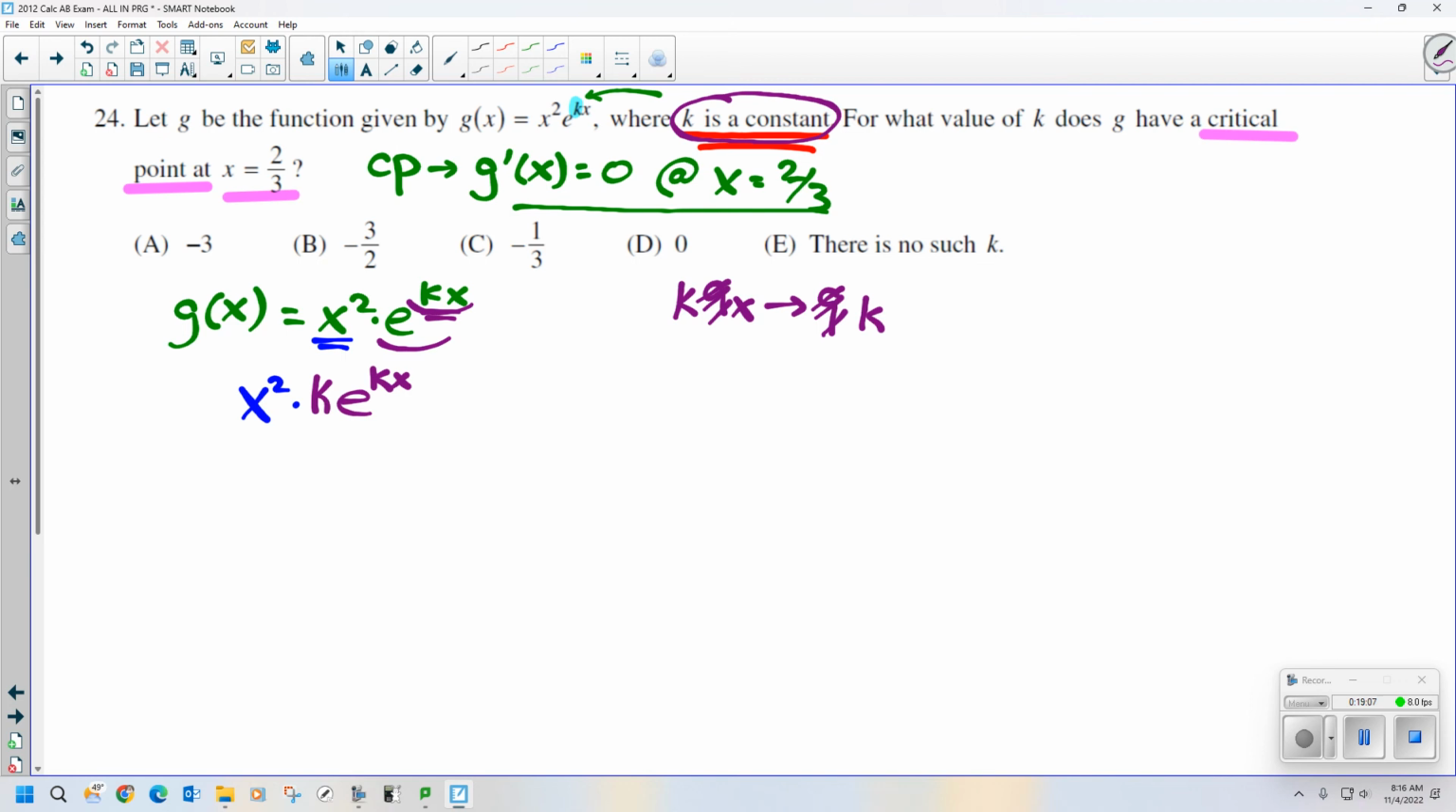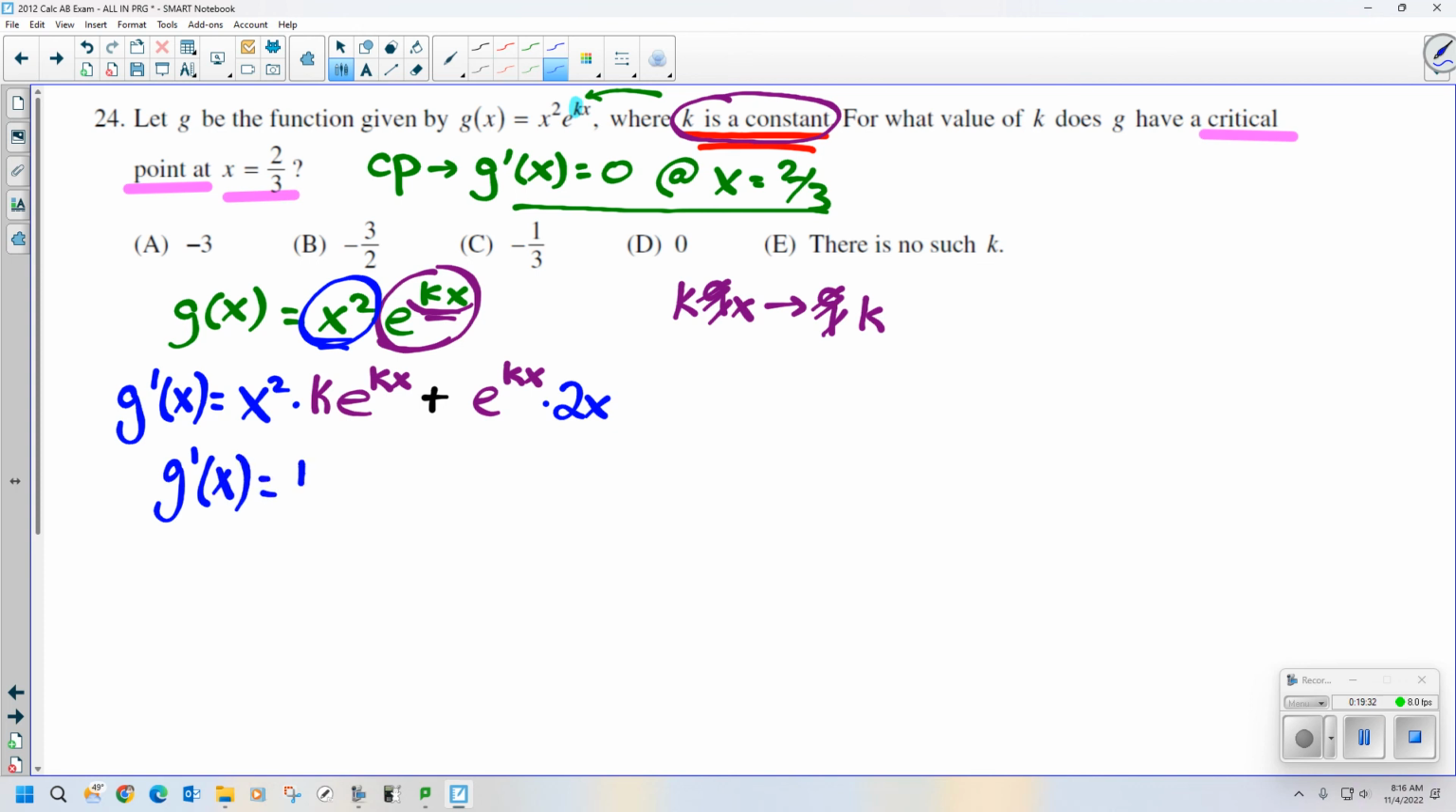First times the derivative of the second plus the second, just as it is, e to the kx times the derivative of the first. The derivative of x squared is 2x. This is the first derivative. Let's rewrite this so it's nice and a little bit more organized. We're going to put kx squared e to the kx, that's the first term, plus 2x e to the kx. All right. We want to figure out where this is equal to 0.